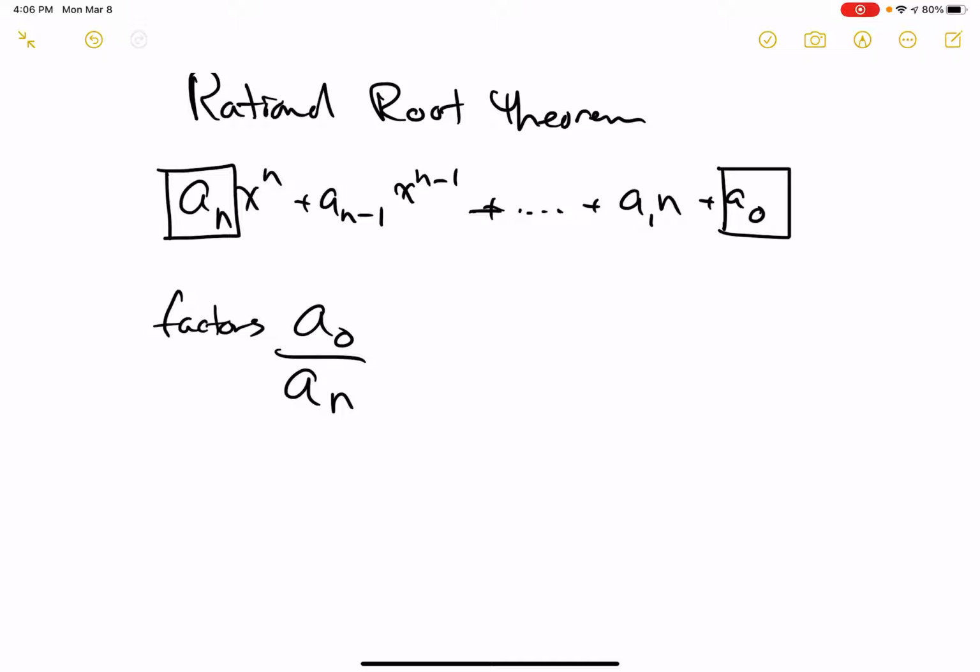Now, some of them could be used more than once. Some of them may be used none at all. But if there is a rational factor that's going to evenly factor your polynomial, it has to be one of these.